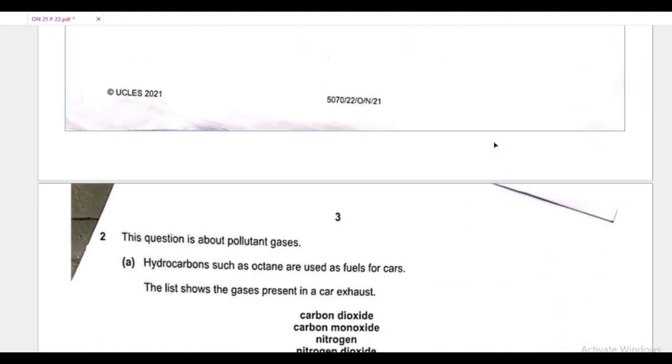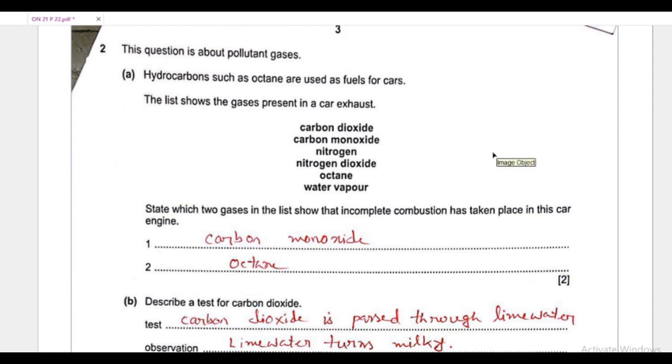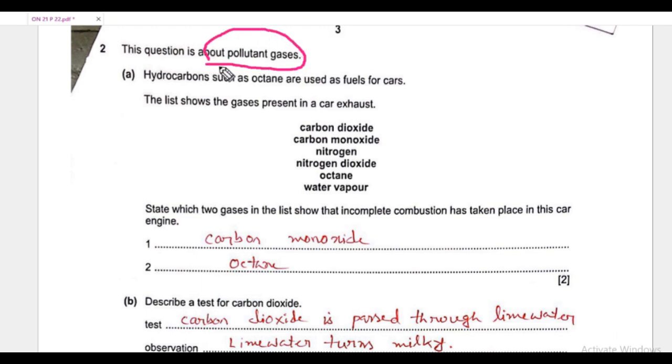Let's move. Number 2. This question is about pollutant gases. A, hydrocarbons, say octane, are used as a fuel for cars. The list shows the gases present in the car exhaust: carbon dioxide, carbon monoxide, nitrogen, nitrogen dioxide, octane, water vapor.